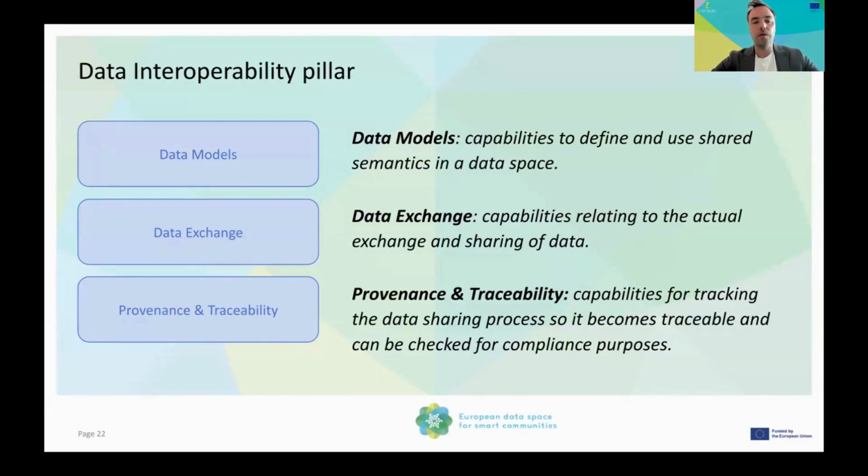You will also need to provide data exchange capabilities: how to access this data, how to access these data sources that might not be limited to using an API, as we will see later. And some means to provide provenance and traceability, making sure that you can trace who is accessing your data, and if the data is unaltered, where it comes from, what is the process for this data to be released, and so forth.